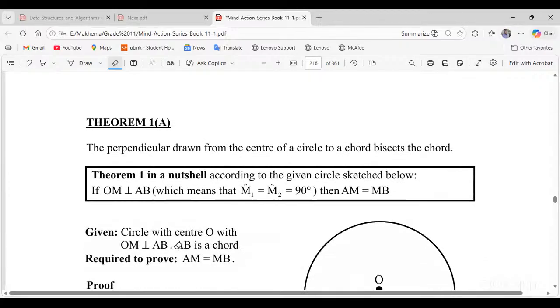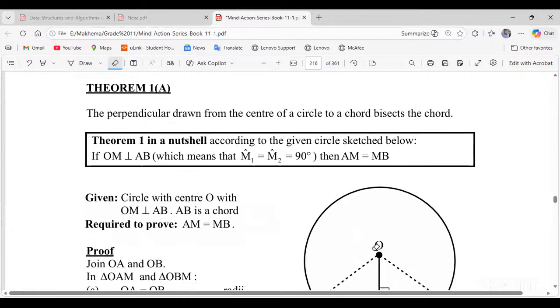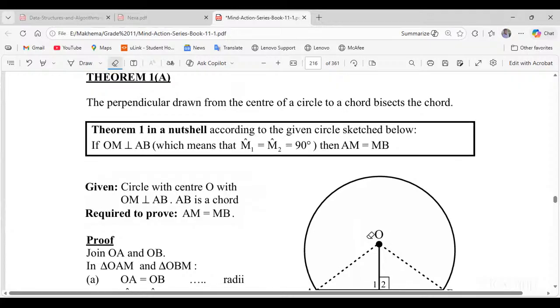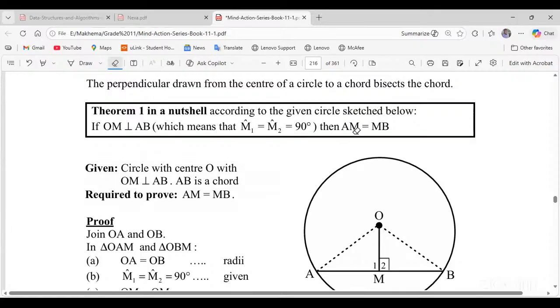Oh, I love this part. I love this grade 11 Euclidean geometry. Now let's dive into today's business. Theorem 1: The perpendicular line drawn from the center of the circle. You know what the center of the circle is, right? To the chord bisects that chord.